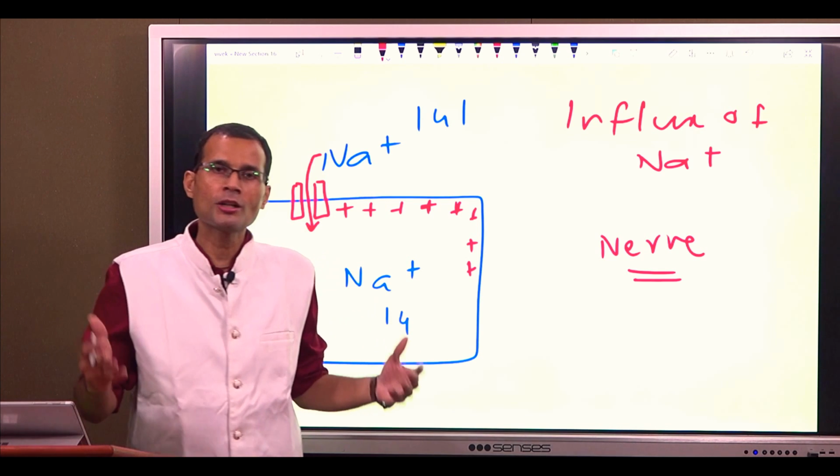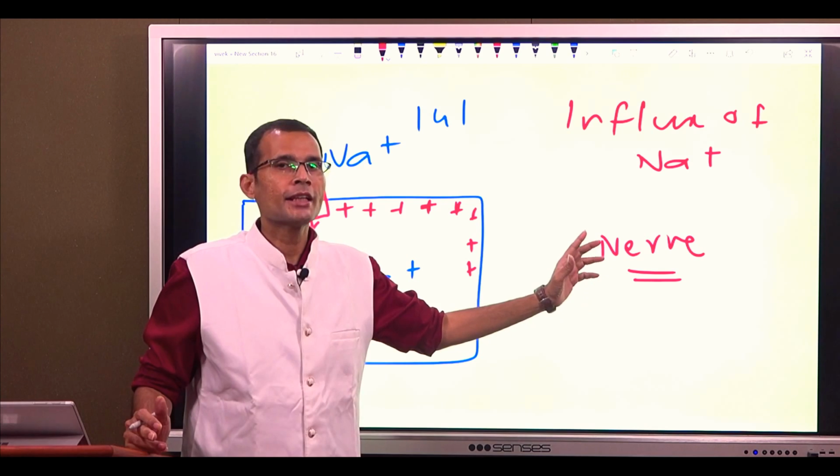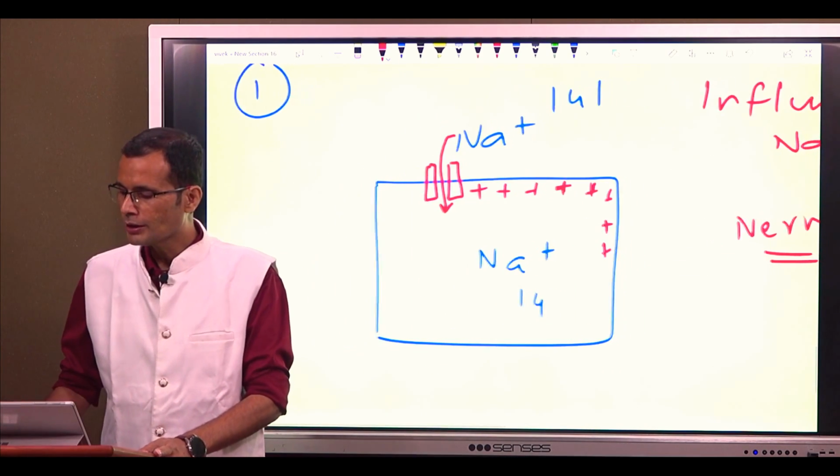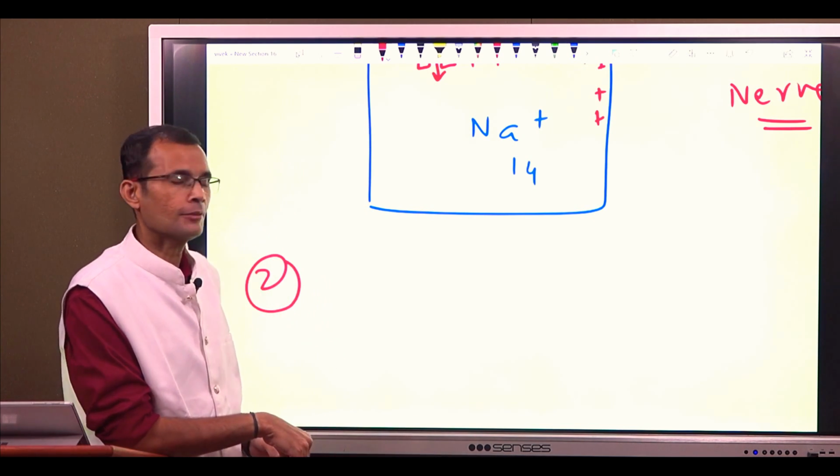Simple. This is the most commonly known way of membrane excitation. We generally talk about entry of sodium resulting in depolarization. That's in the case of nerve. Most common form of depolarization. Most common way of membrane excitation.